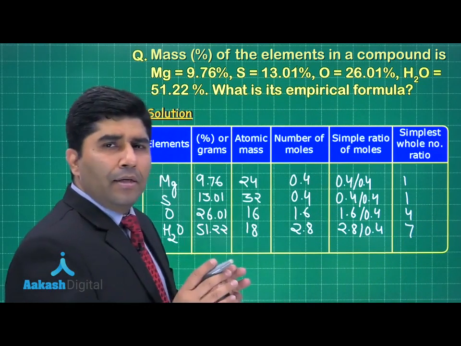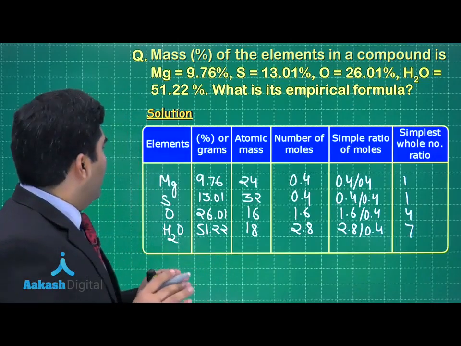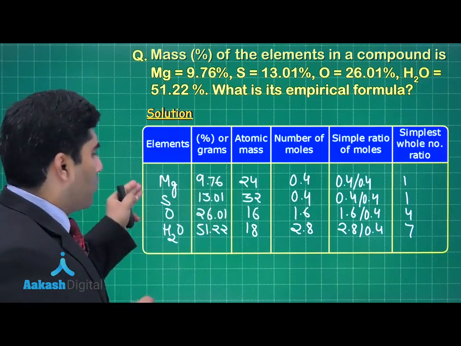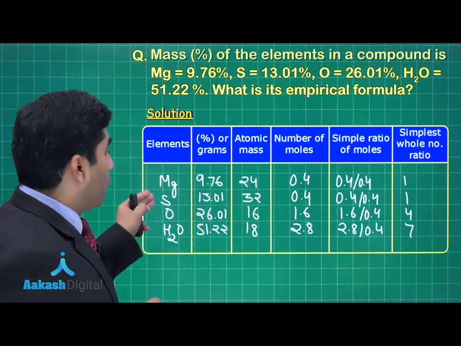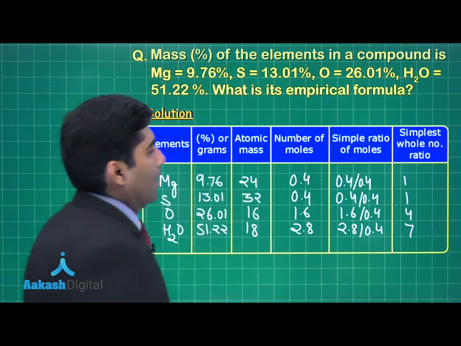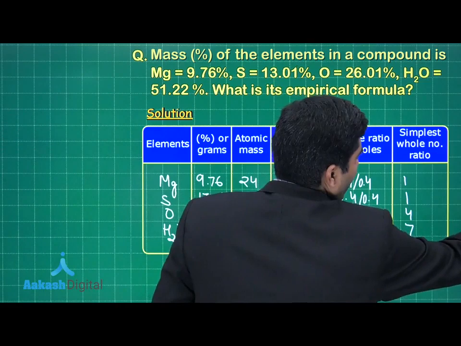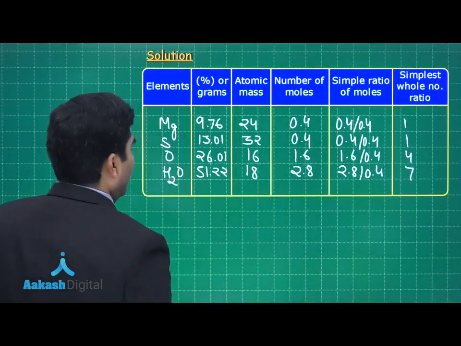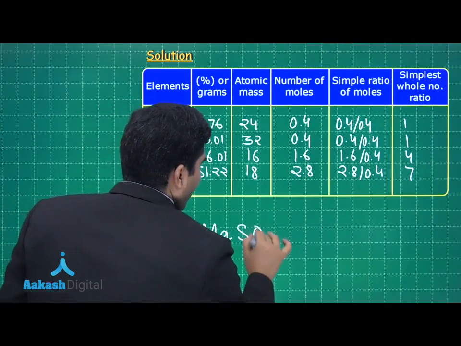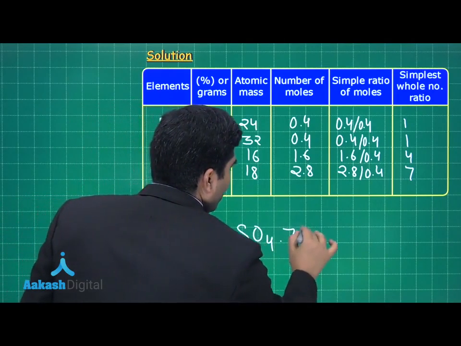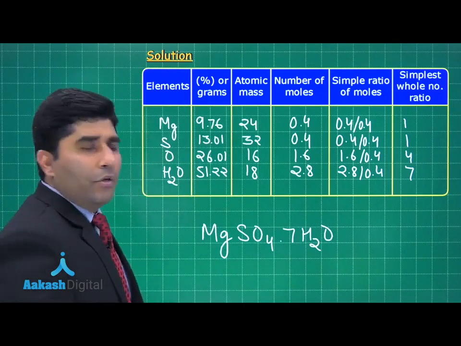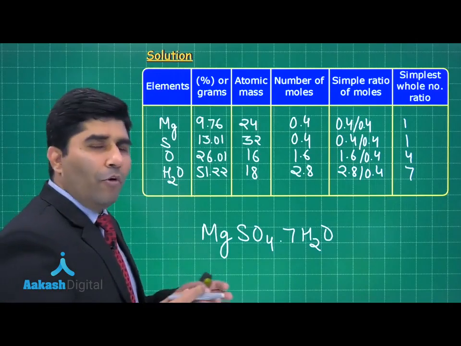It means that the number of moles of the atoms in the compound: magnesium is 1, sulfur is 1, oxygen is 4, and water is 7. Therefore, the simplest formula, if we write, it will be MgSO4·7H2O, right? So, this is the formula. Let's move on to the next question.